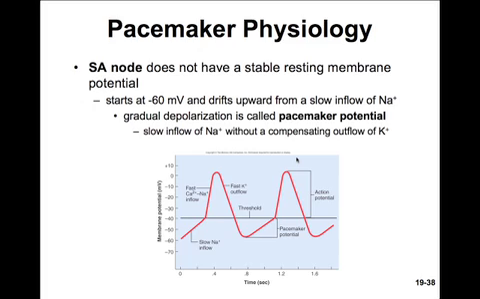So why does the SA node fire spontaneously at regular intervals? It's not like skeletal muscle in that there's not a stable resting membrane potential. The resting membrane potential of pacemaker drifts. It starts at about negative 70 millivolts and drifts upwards. This is a result of slow inflow of sodium, but no corresponding outflow of potassium. So the membrane potential drifts slowly towards negative 40. This gradual depolarization is called a pacemaker potential.